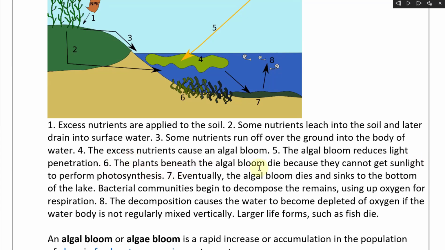So the plants beneath the algal bloom die because they cannot get sunlight to perform photosynthesis, and eventually the algal bloom dies as well and sinks to the bottom of the lake. And then bacterial communities begin to decompose the remains, using up oxygen for respiration. And there's the depletion right there. So you have bacterial communities using up oxygen.